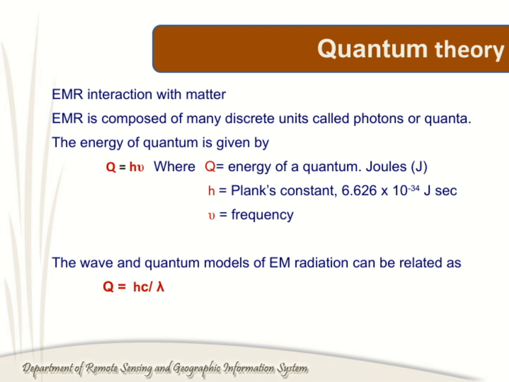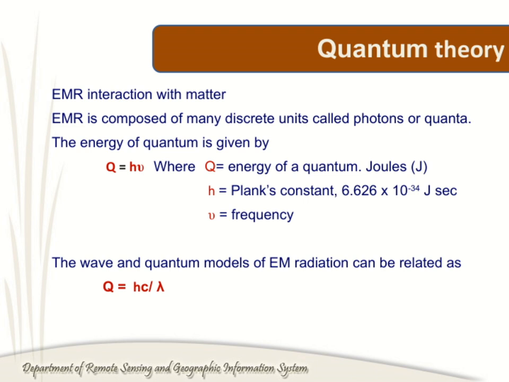We can connect the quantum concept to the wave model with this other equation. Q equals hc divided by lambda. In this case, h is still Planck's constant, c is the speed of light, and lambda is the wavelength. Essentially, this shows us that the energy of a photon is inversely proportional to its wavelength, meaning shorter wavelengths have higher energy. This quantum theory helps us understand phenomena that the wave model alone can't explain, like the photoelectric effect.